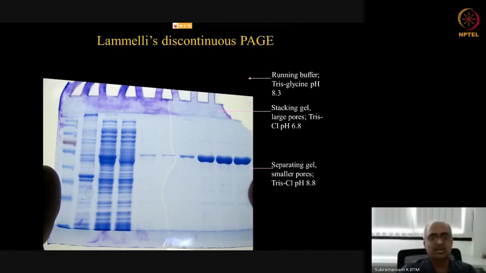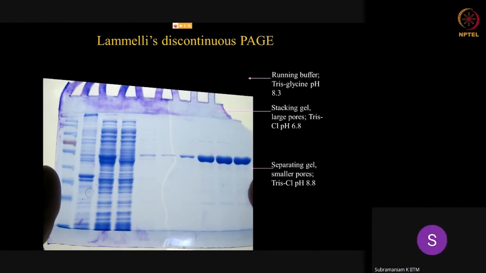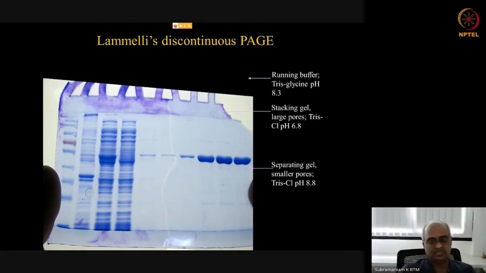What it does is it opens up the three-dimensional structure of the protein, and that process we call denaturation. Denaturation is the process by which the three-dimensional structure is disrupted and all molecules assume the same rod-shaped structure.